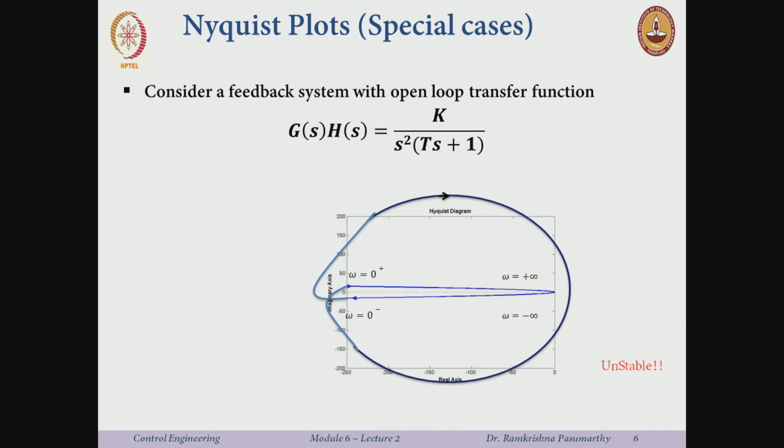Now, what if there are two of these poles at the origin? So, just do again the same kind of analysis.